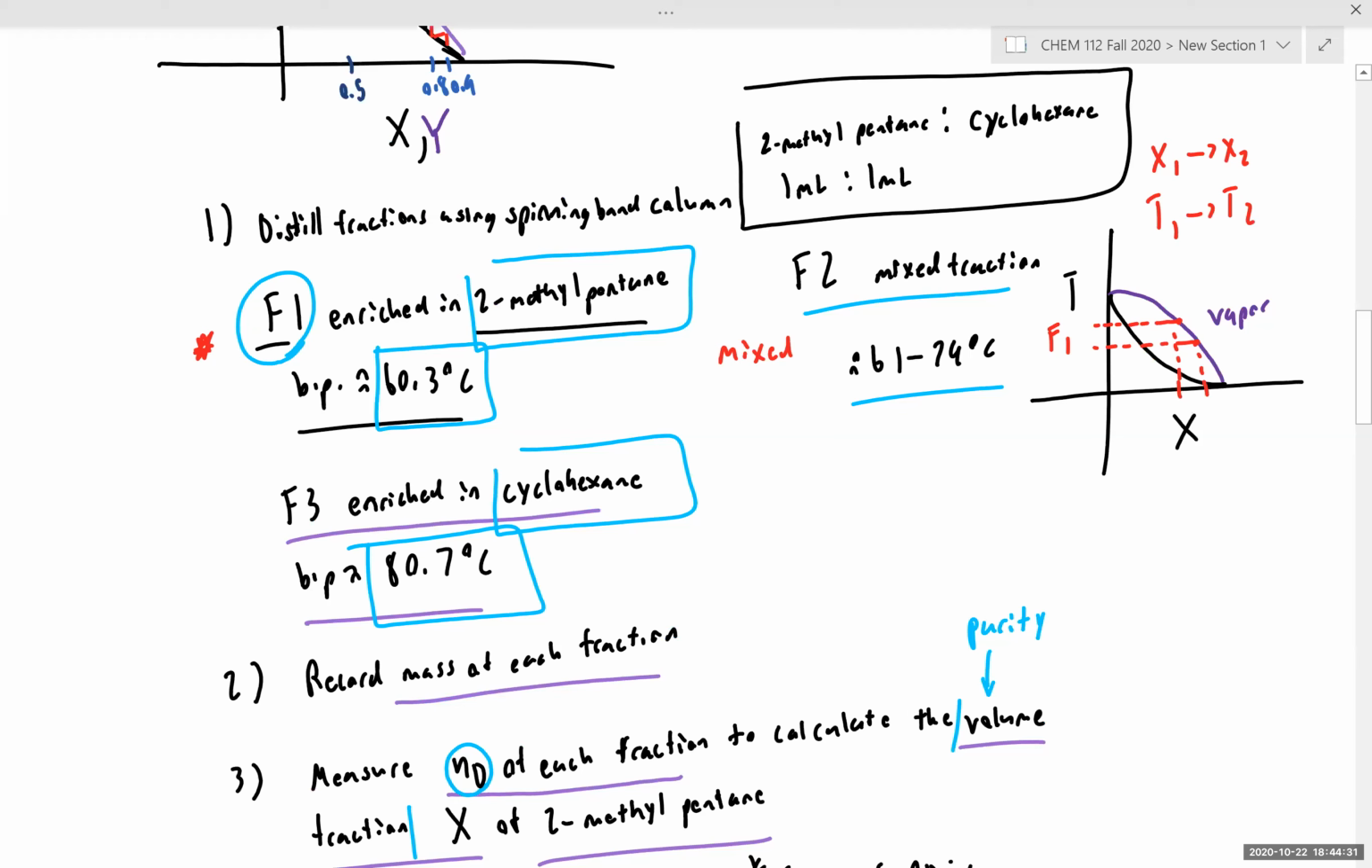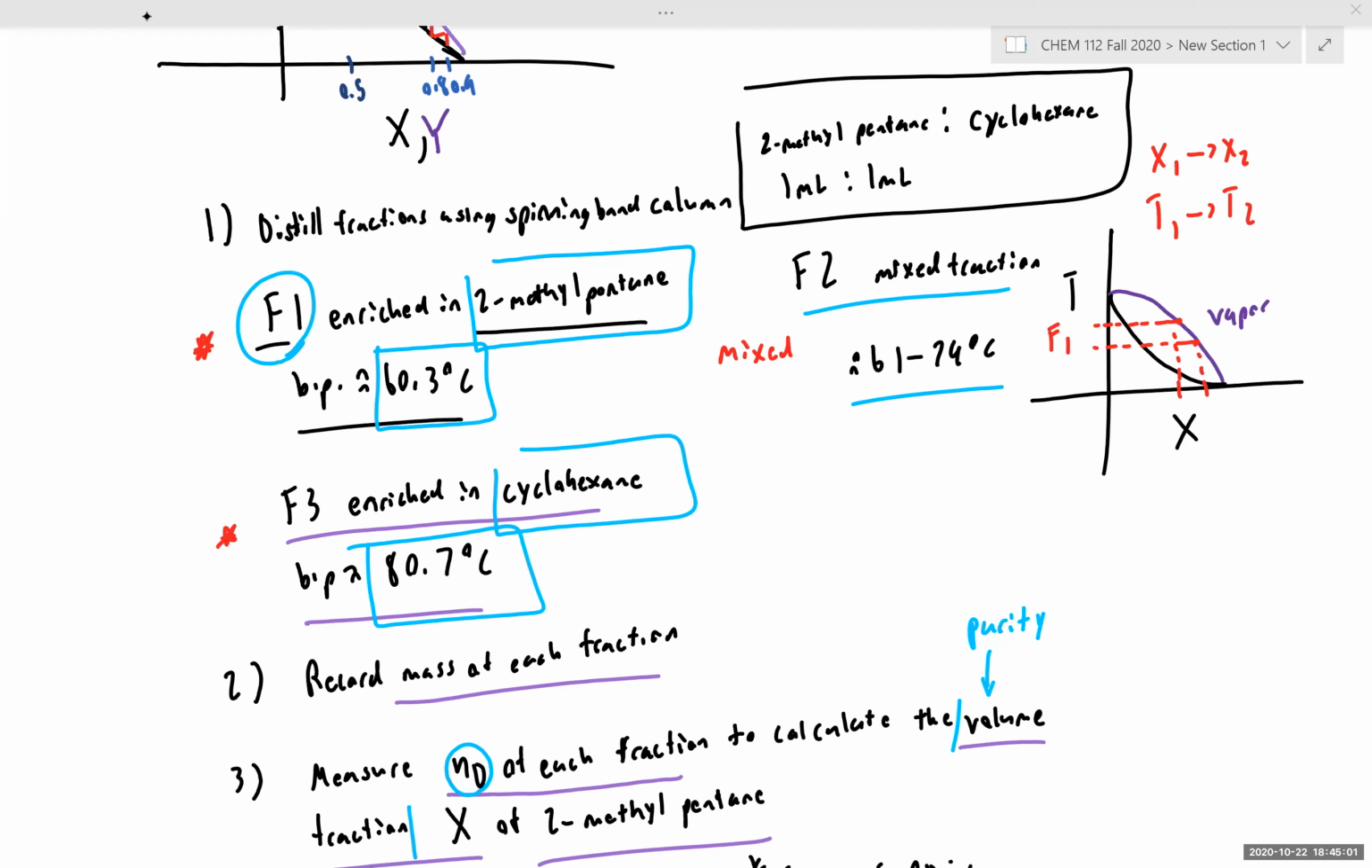Finally, we'll collect a third fraction that is enriched in cyclohexane. When you watch the video, you're going to need to make sure you accurately record the temperature range. Does this make sense so far? Does this idea make sense so far? How collection of fraction functions in terms of the theory and practically what we're doing in the first part of this lab.